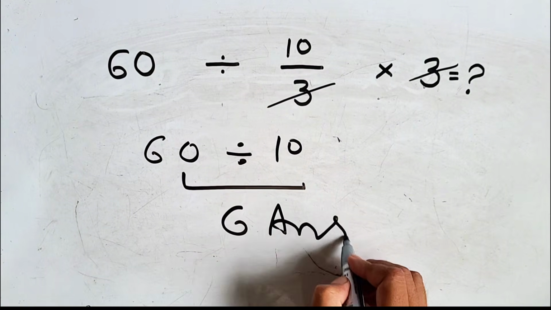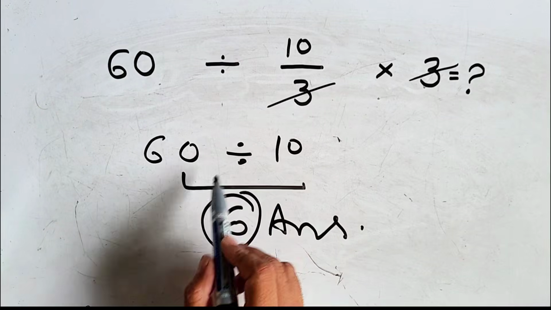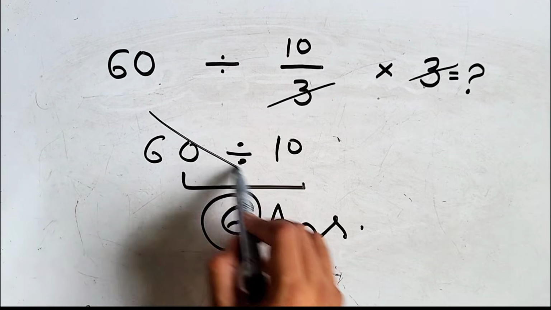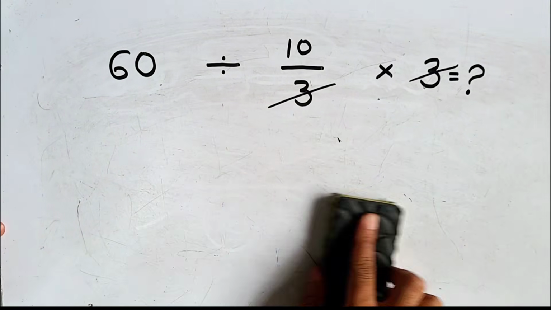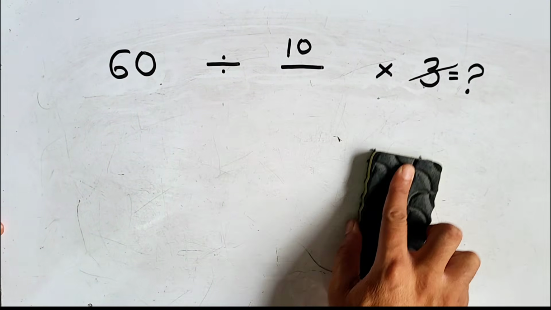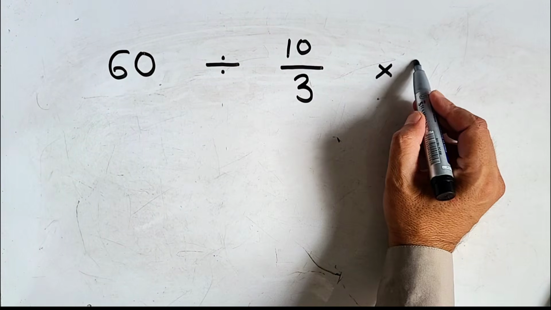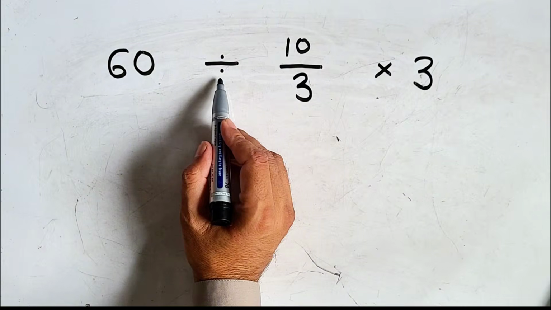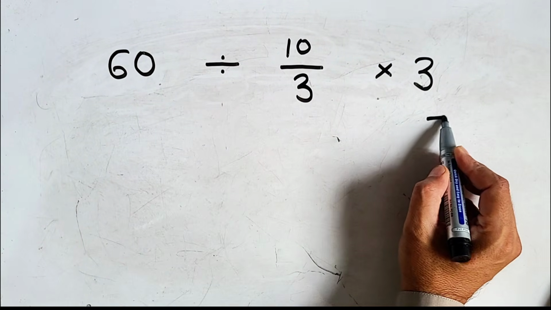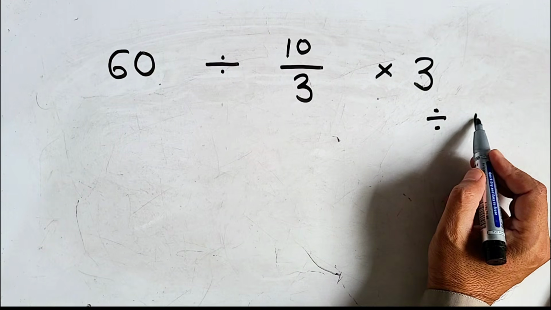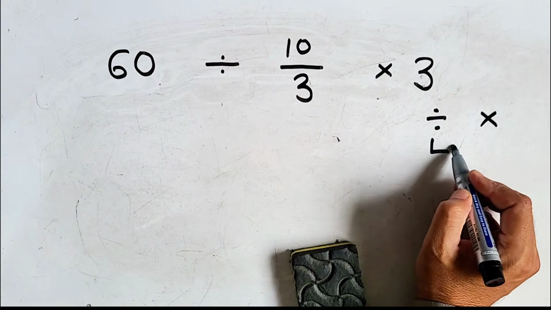6 will be our answer, but remember that this 6 is incorrect because we have not solved this question according to the correct order. It means we have to solve this question again. We have division and multiplication. Remember that when we have division and multiplication, we have to move from left to right.